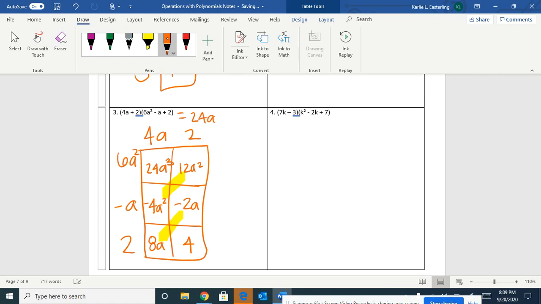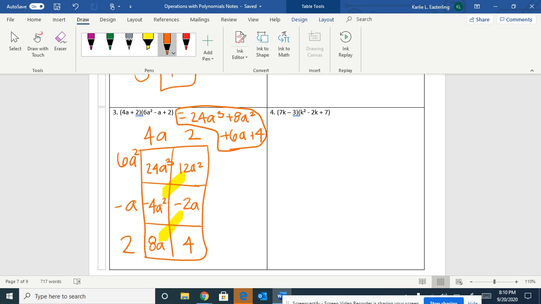So we're looking at 24a cubed. And then 12a minus 4a is going to give us 8a. So plus 8a squared. I'm going to go down, but you'll be writing this all across. And then 8a minus 2a would give us plus 6a and then plus 4. So your final answer here would be 24a cubed plus 8a squared plus 6a plus 4. Because remember, we are writing these in standard form, and we are going to write them from that highest degree to our lowest degree.